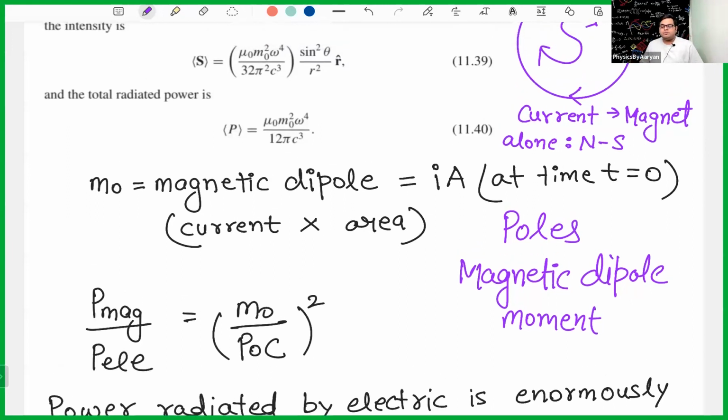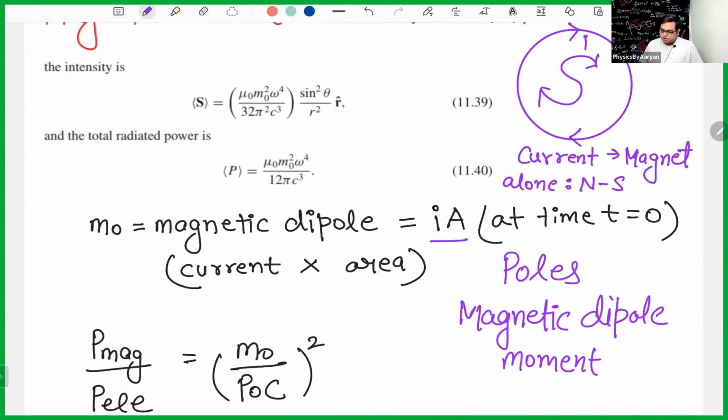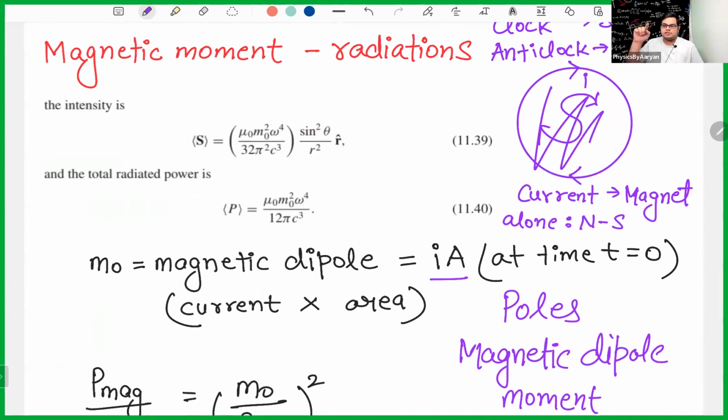And the magnetic dipole moment is defined as current into area. So you have a current and you have an area. This is the area of a disk, pi r square, and you also have a current I. So the magnetic dipole moment will become current into area. That is the definition. If I say m naught, it means the magnetic dipole moment at time t equals 0. So it is simply current into area.